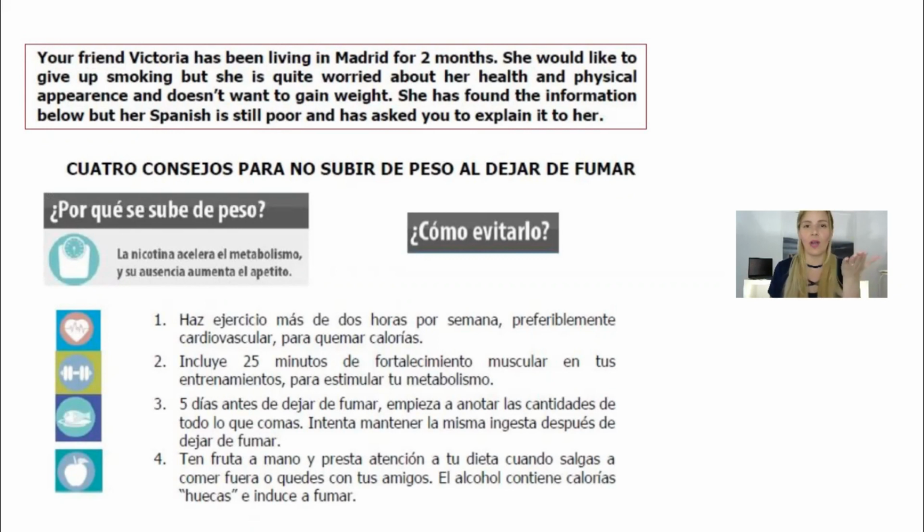It's basically, look, this one, for example: your friend Victoria has been living in Madrid for 2 months. She would like to give up smoking. She's quite worried about her health and physical appearance and doesn't want to gain weight. So she has found the information below, but her Spanish is still poor and she has asked you to explain it to her. So obviously, if you teach French people, you are going to pick a text in French, or if it's German, you just have to adapt. But in my case, as I teach Spanish speakers, my text is in Spanish.